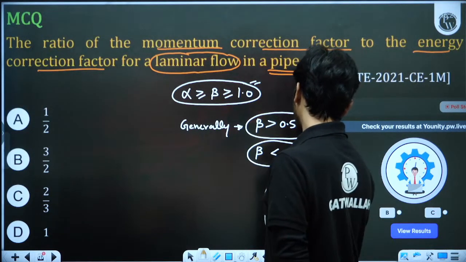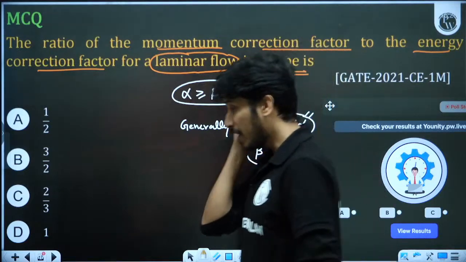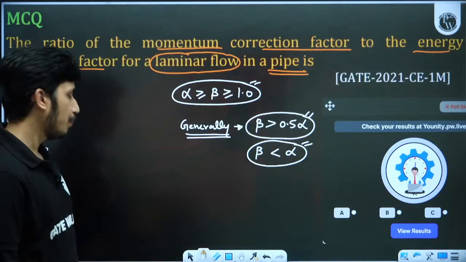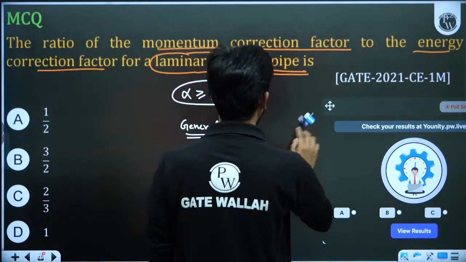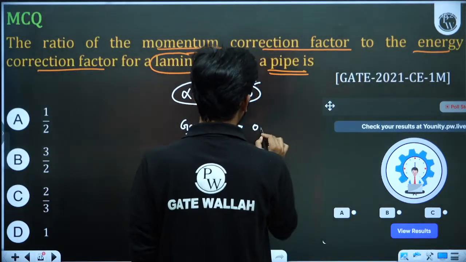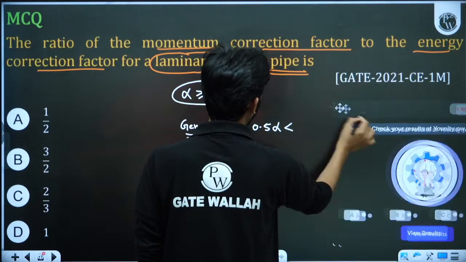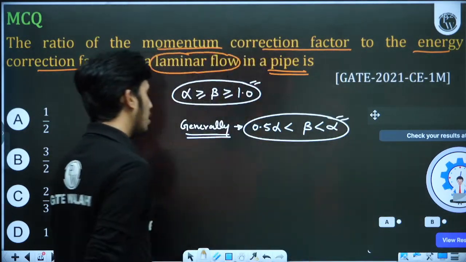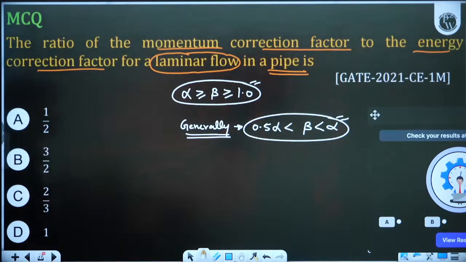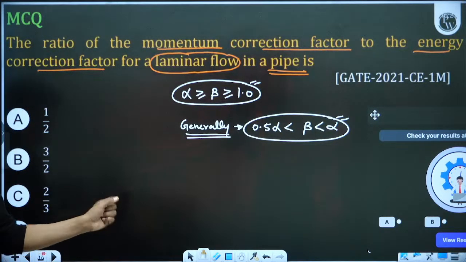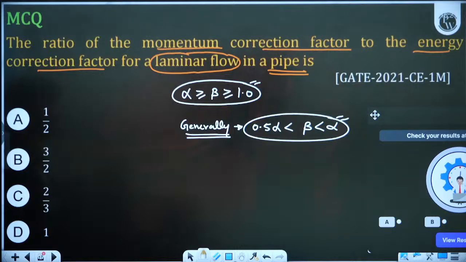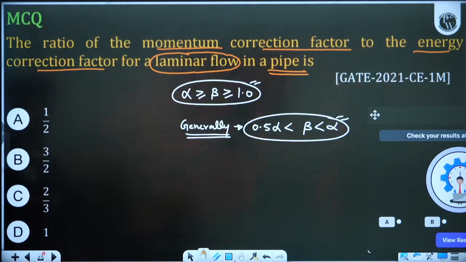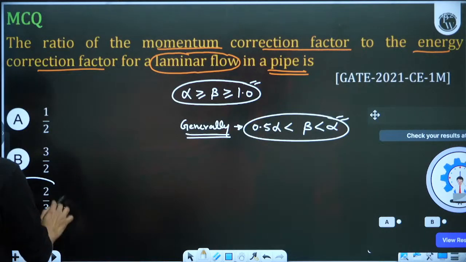Generally, only for turbulent flow is it equal to alpha. For turbulent flow, beta and alpha are equal. Generally, beta ranges from 0.5 alpha to alpha. So beta by alpha will be in between 0.5 to 1. Momentum correction factor by energy correction factor means beta by alpha, 0.5 to 1. Only one option is between 0.5 to 1, that is the C part.